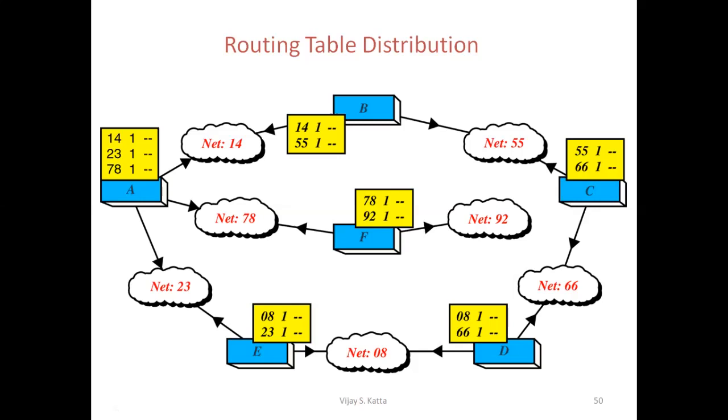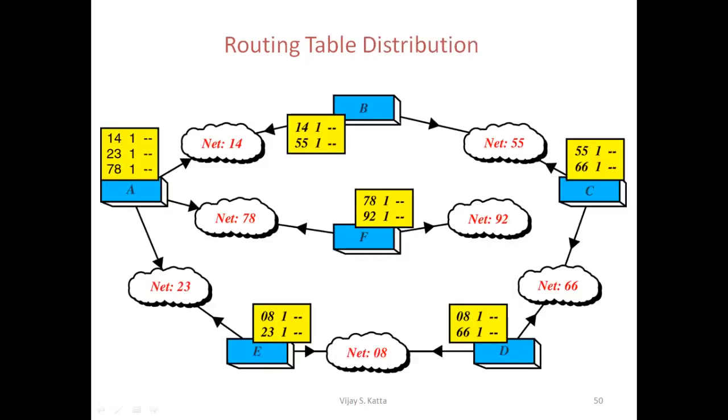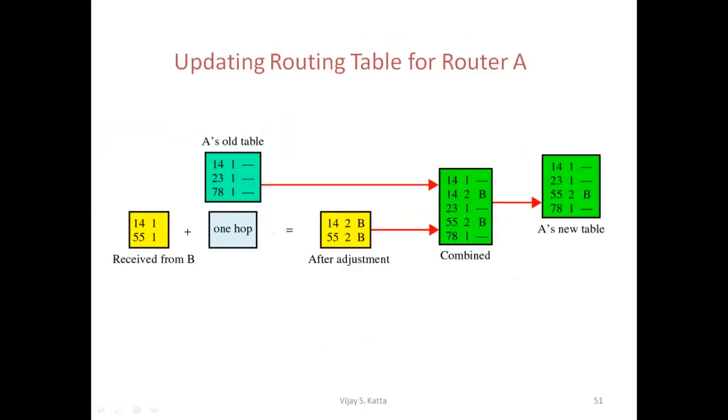Next, in the distance vector routing algorithm, each router shares its routing table with the neighbors. It means A will share its routing table with B, with F, and with E. So in the example, suppose router A has received a table from B. Now we will focus on how this update operation is performed. It is covered in this particular slide. I have received the information 14.1, 55.1 from B, and this is the old routing table of A: 14.1 dash, 23.1 dash, 78.1 dash.